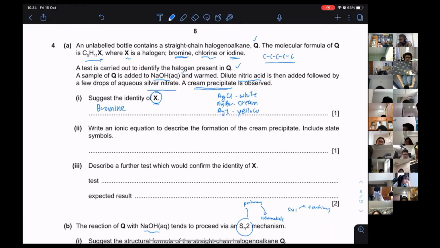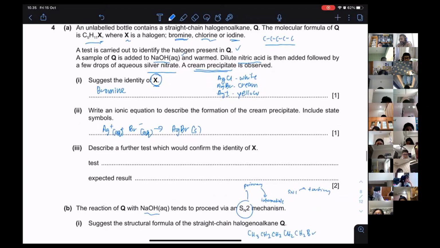And then write an ionic equation to describe the formation of the cream precipitate. Quite simple. It's Ag+ with Br- to give you AgBr. You can just write solid, and this is aqueous, done. Next, describe a further test that will confirm the identity of X.